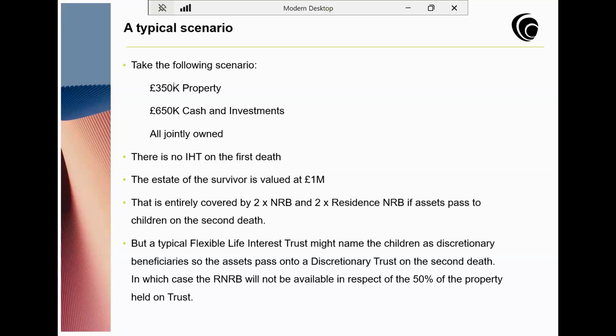So whilst this can usually be broken up easily if it's not required, it will mean that the residence nil rate band will not be available on the transfer of the half share of the property which is held on the life interest trust. Now, this is only relevant in some circumstances, so where the estates are small enough to benefit from the residence nil rate band. But if it is relevant, then planning in advance of the second death could be done to appoint the property or enough of the property out of the life interest trust to benefit from that residence nil rate band.